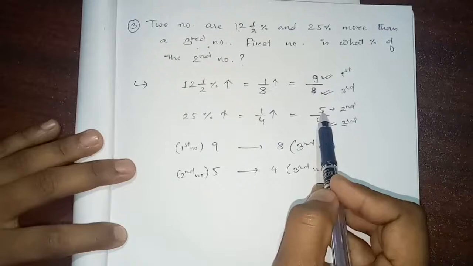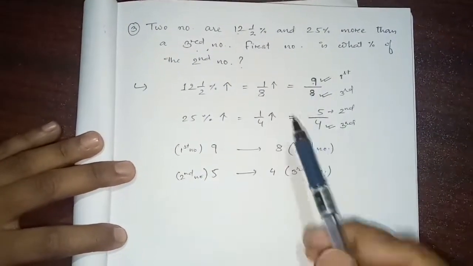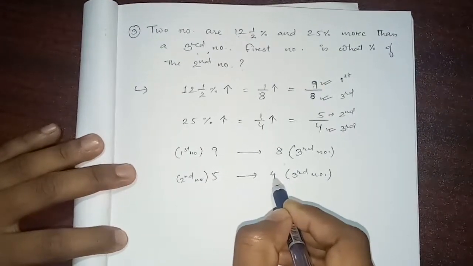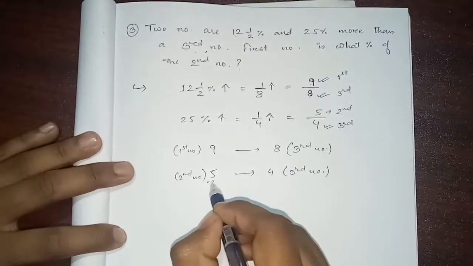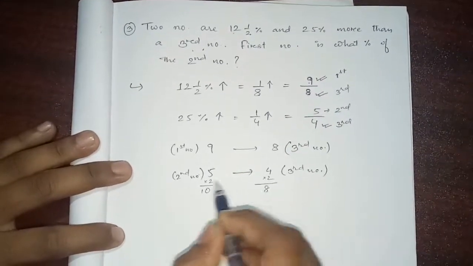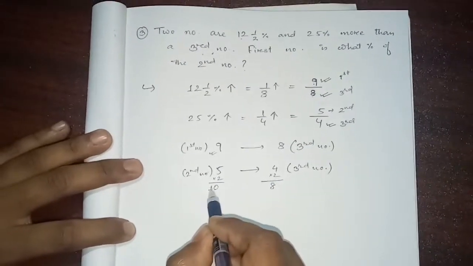So this is the second number. Second number is compared with the third. First number is also compared with third. So third number is 1 is 8 and 1 is 4. So to make this third number similar, you need to multiply 2 both sides. So this will be 10 and this will be 8. So the first number is 9 and the second number is now 10.